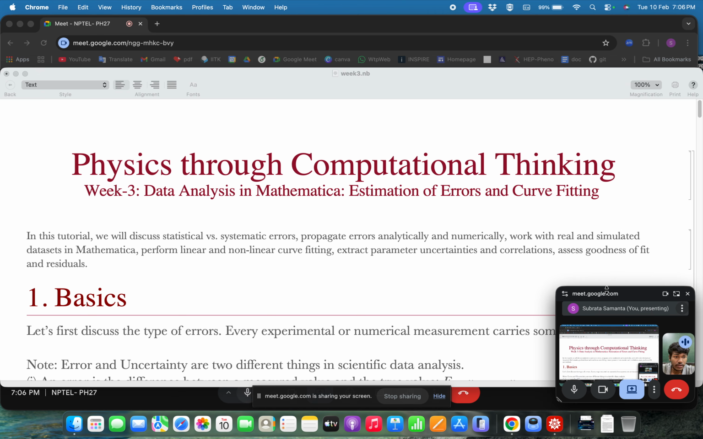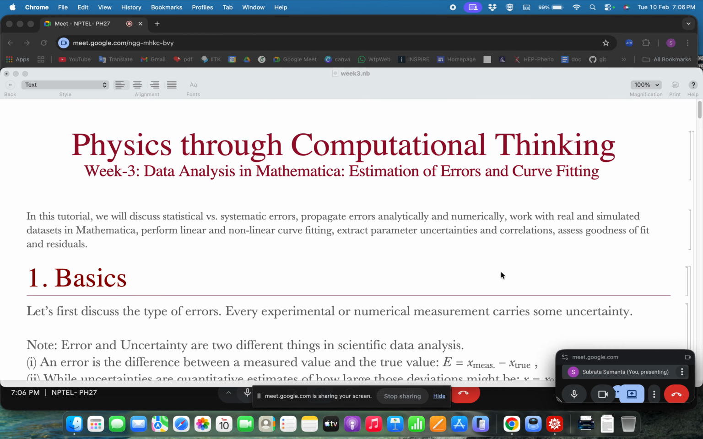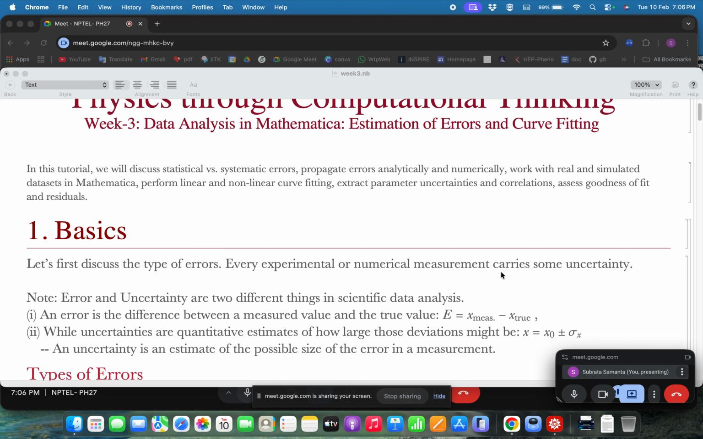So work with real and simulated dataset in Mathematica and perform linear and non-linear curve fitting and extract parameter uncertainties and correlations. And then we assess goodness of fit and residuals. Okay. So let's first start one by one. So first start with a very basic thing. So the type of errors.